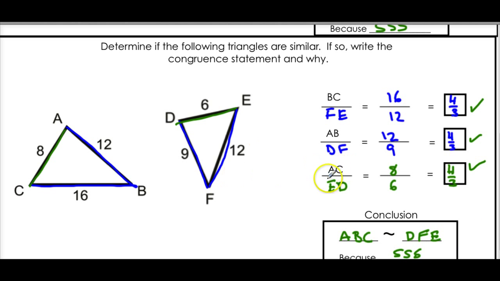So to prove that two triangles are similar by side-side-side, all you have to do is find the ratio of all three sides. And if the ratio is the same, then you know they're similar. And remember, you got to do the biggest with the biggest, second biggest with the second biggest, and the smallest with the smallest in both triangles.